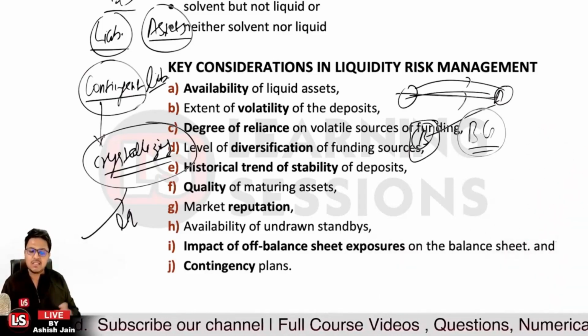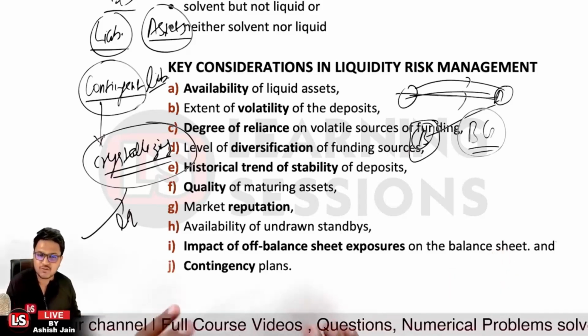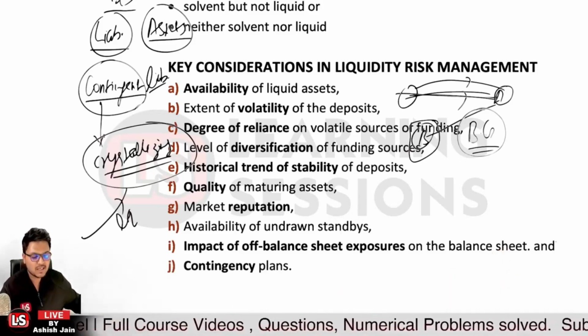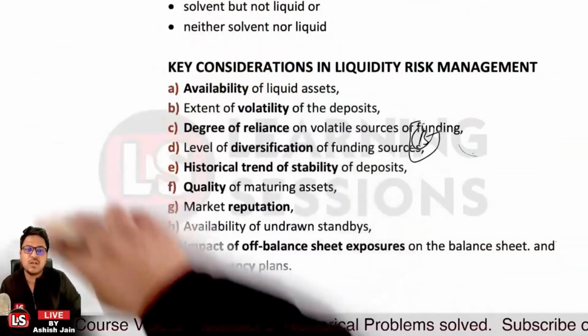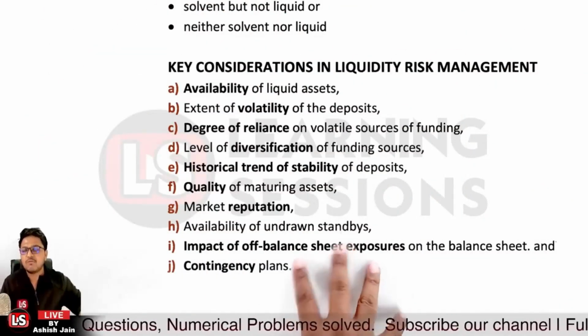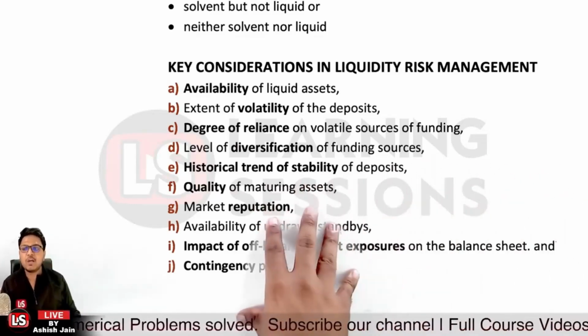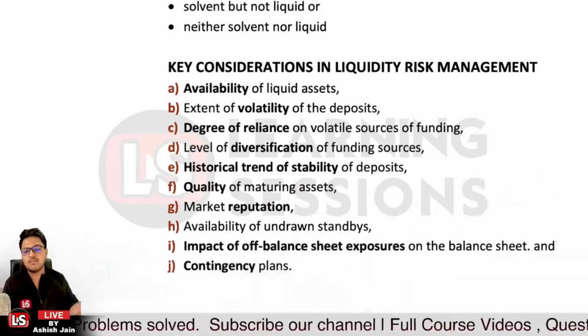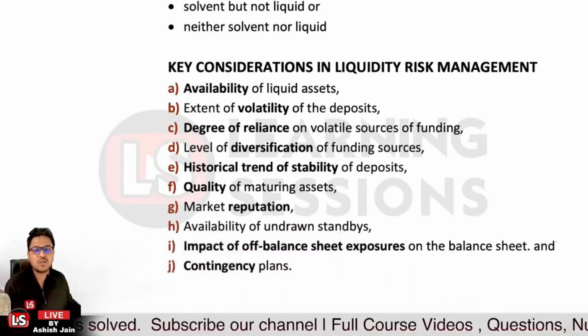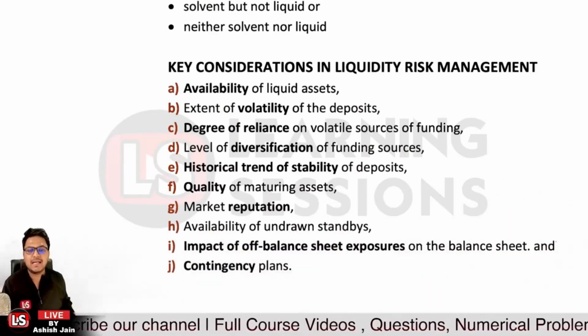And definitely the bank must have a contingency plan. If there is a shortage of funds, how will the bank come over it? So these are the key considerations that the bank must look for: availability of liquid assets, volatility of the deposits, degree of reliance on the volatile deposits, diversification, historical trends, quality of the maturing assets, market reputation, undrawn standby limits, impact of off-balance sheet exposures, and the contingency plans.